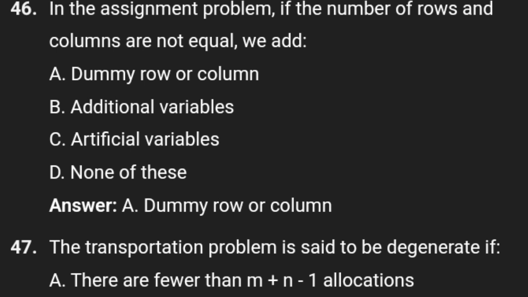46. In the assignment problem, if the number of rows and columns are not equal, we add: A. Dummy row or column, B. Additional variables, C. Artificial variables, D. None of these. Answer: A. Dummy row or column.